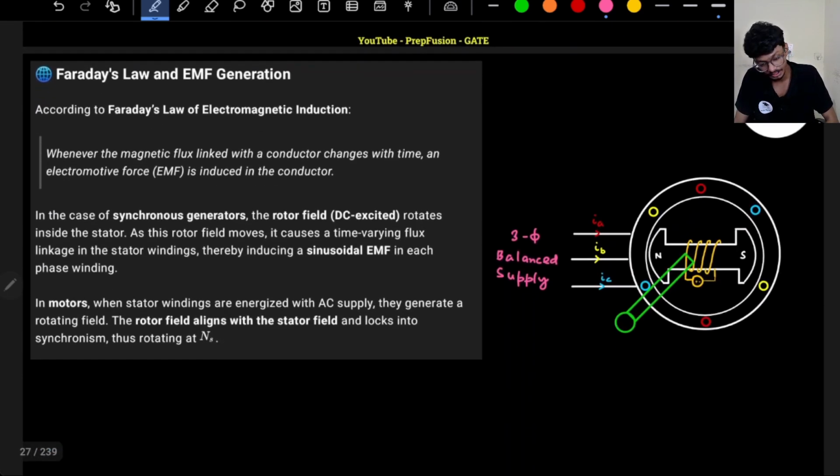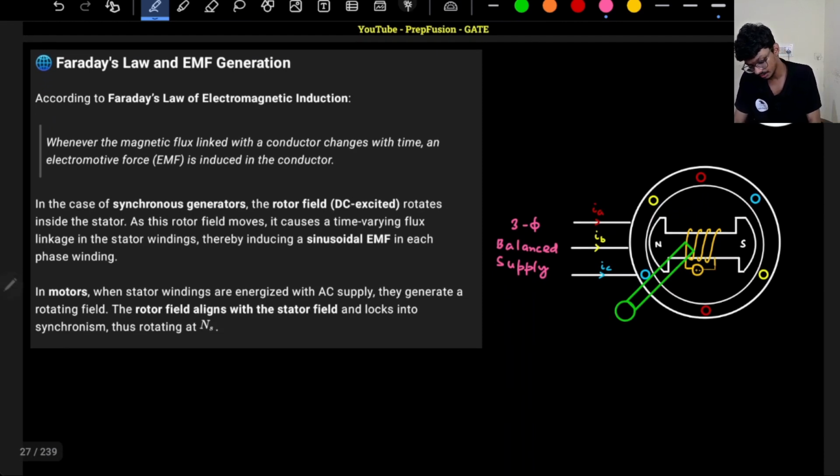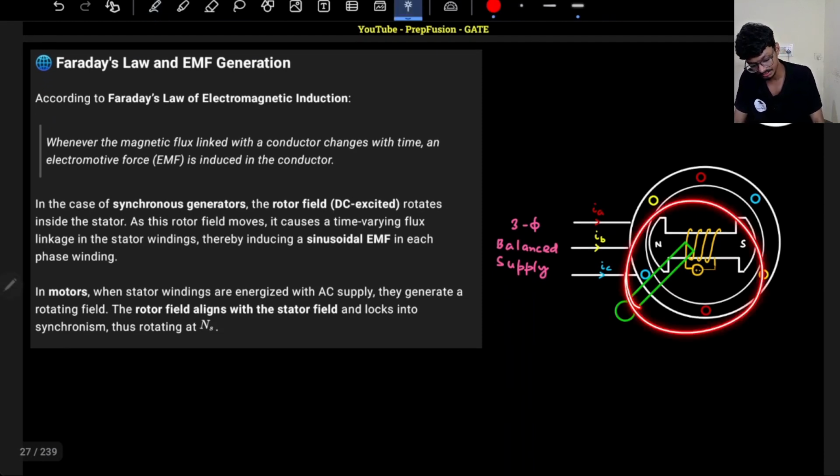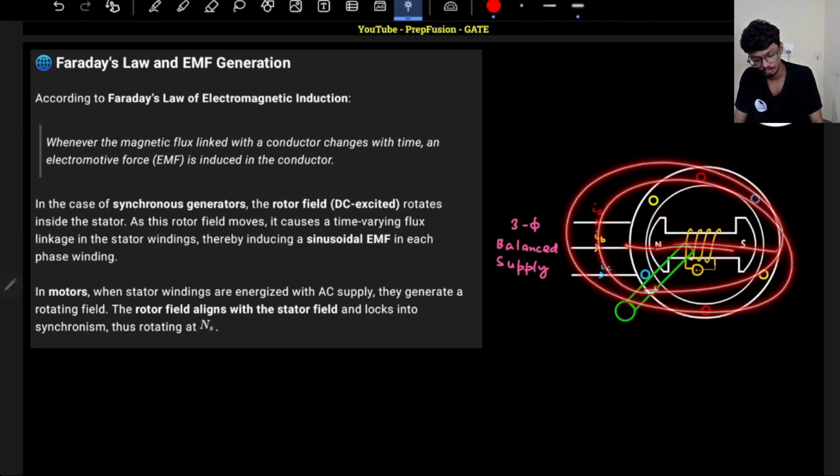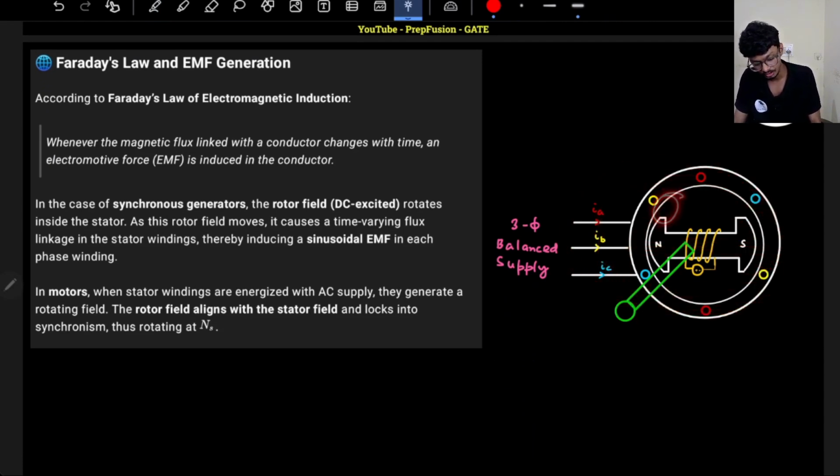But in case of a generator, what happens? So this was for a motor. In case of a generator, we rotate the rotor, which is developing a DC field, due to which a rotating magnetic field is there, and a voltage gets induced in the stator windings. Just vice versa: a rotating magnetic field cutting the stator coils will develop a three-phase balanced voltage. Just the opposite.